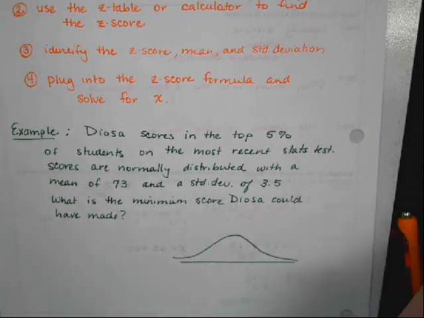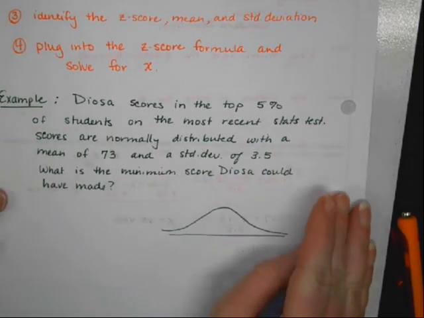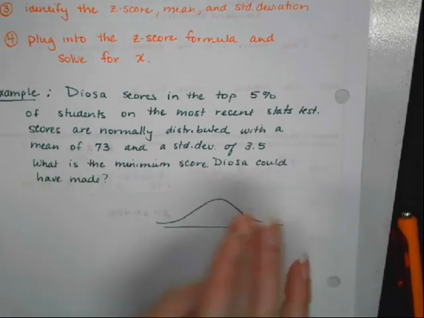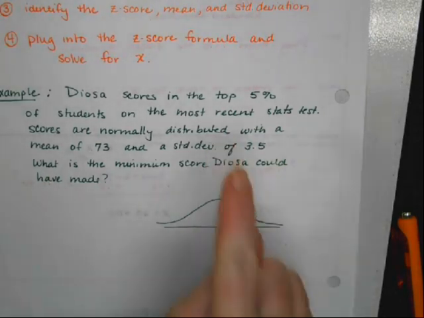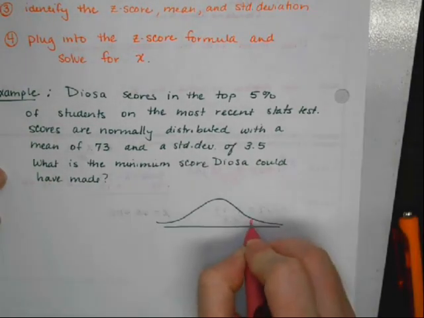Okay, so Diosa is in the top 5%. Y'all, on all assignments from this point forward, if there is a curve on it, shade it because it's part of it. They want you to shade the curve. So in this case, it says she's in the top 5%. So if we shade the top, that's going to be just like this. It's not much, a little piece up here.